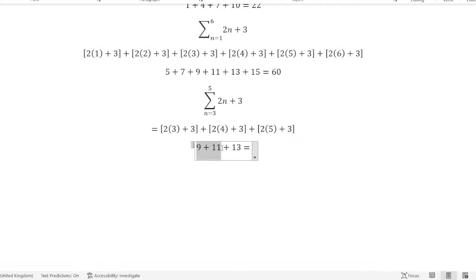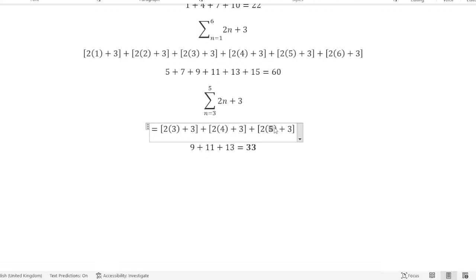So here we'll have 9 plus 11, that is 20. 20 plus 13, the answer will be 33. So I hope you are following. This means that only the third, fourth, and fifth terms must be added together.